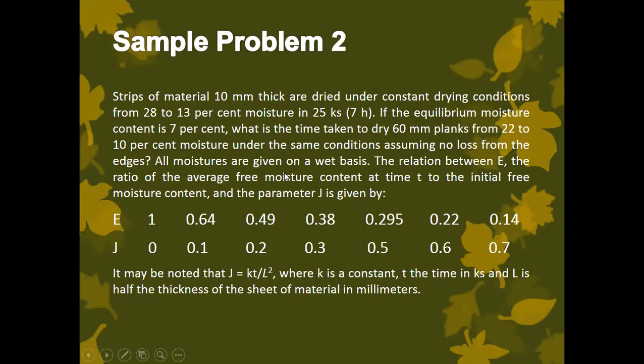Now, all moistures are given on a wet basis, meaning total moisture content plus the material. So, the relation between the E here is defined as the ratio of the average free moisture content at time T to the initial free moisture content. Meaning the free moisture content at any time over the free moisture content initially. So, this is the E that is written here on the first row of data, and it is to be plotted against the parameter J.